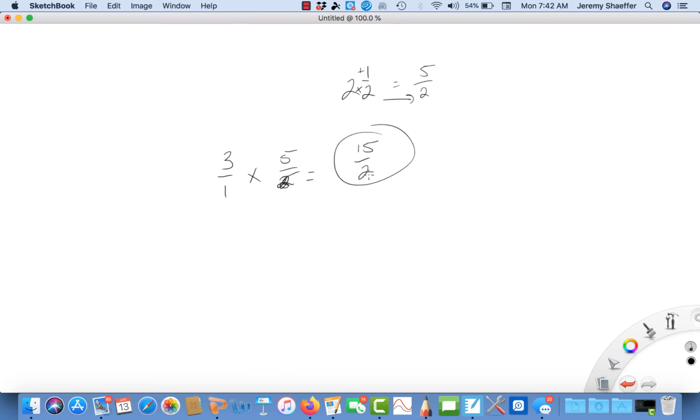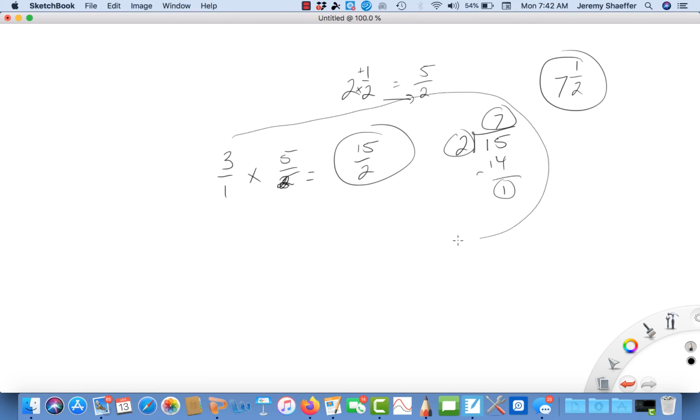We could leave it like that, or we convert it back into a mixed number. So simply done, we can divide that, and that goes in 7 times, right? Remainder 1. So our number is 7, and then our fraction is 1, and then it's over 2. There's our answer, 7 and 1/2. This way is a whole lot easier to convert into this and then do your multiplication. So let's do another one.